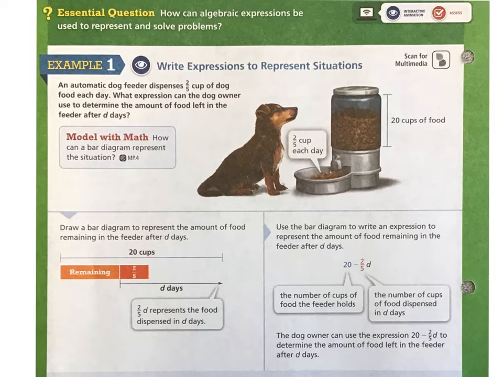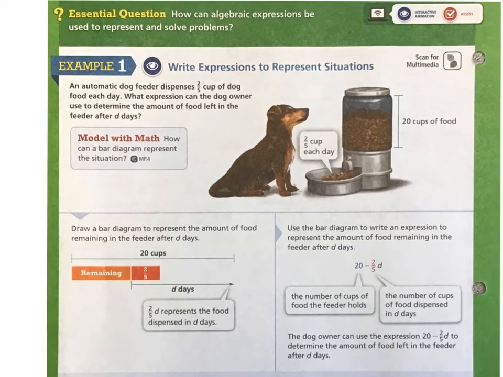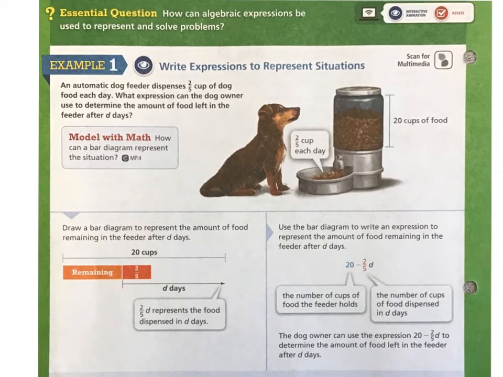So you can see here from the picture that the dog feeder will hold 20 cups of food. Each day, 2/5 of a cup is dispensed. So after 1 day, that's 2/5 of a cup. After 2 days, it would be twice that much. After 3 days, it would be 3 times that much, and so forth and so on.